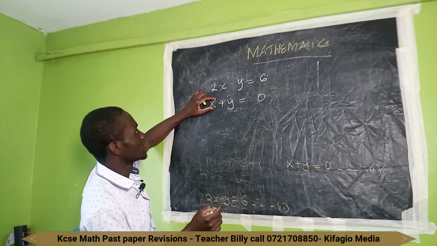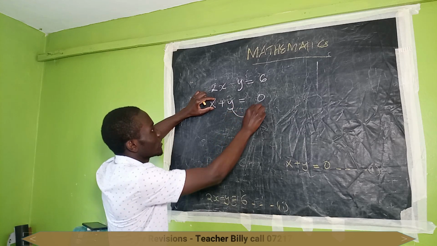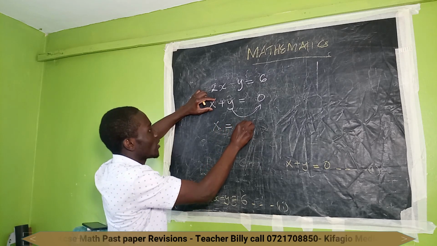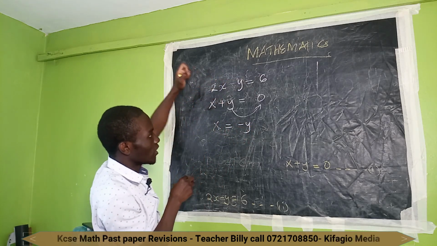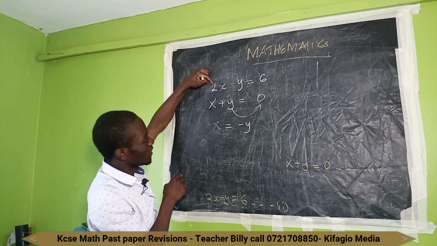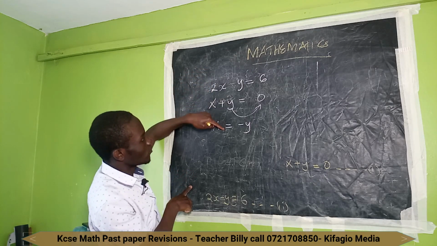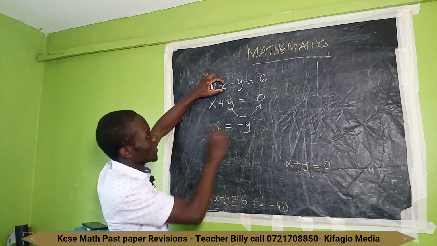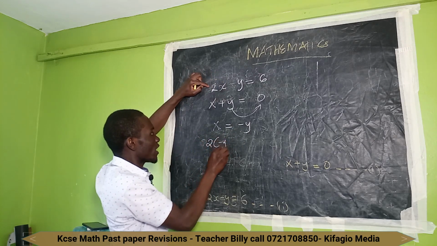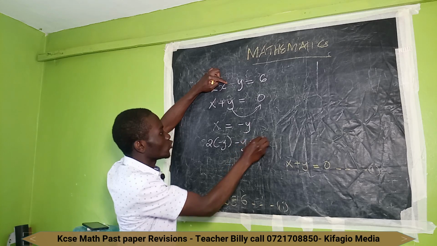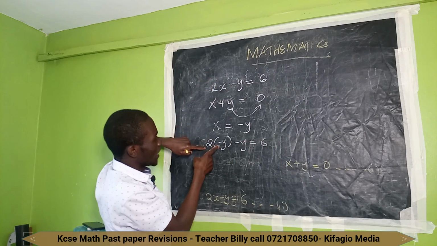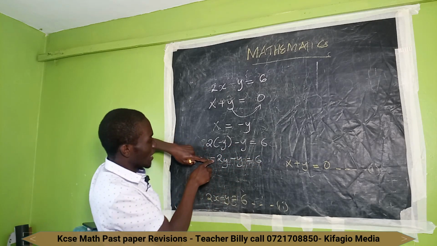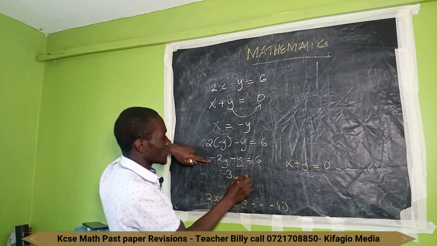If you want to make x the subject of the second equation, just take this y to the other side, and we have x is equal to minus y, because this is positive y, it crosses the equal sign, we have minus y. Then you come back to the first equation. In place of x, because x is equal to negative y, you replace it with negative y. So 2x, but what is your x class? Minus y. So you have 2 into minus y minus y is equal to 6. 2 multiplied by minus y is minus 2y. Then minus y is equal to 6. Minus 2y minus y is minus 3y is equal to 6.